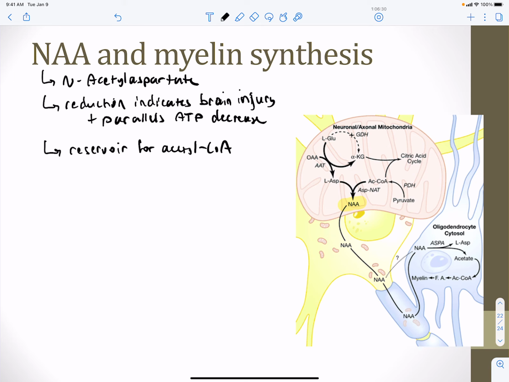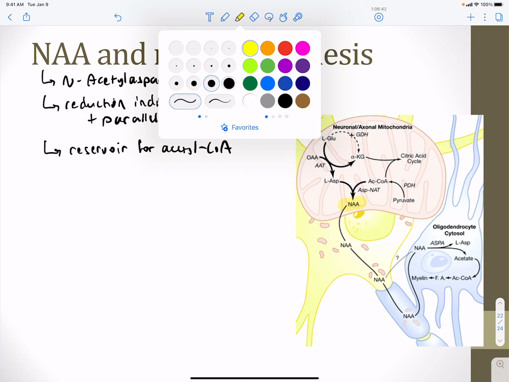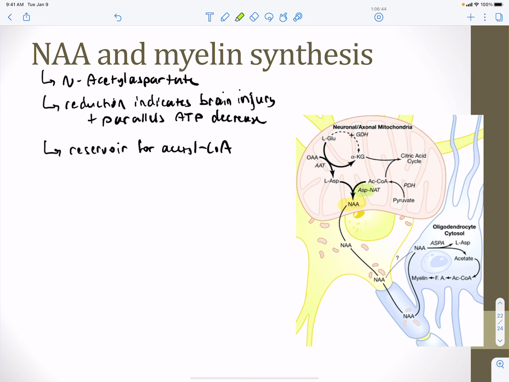So this is going to be synthesized in neurons by aspartate NAT, which is the enzyme here. Aspartate NAT is acetyl-CoA aspartate N-acetyltransferase, so it's a transamination reaction.